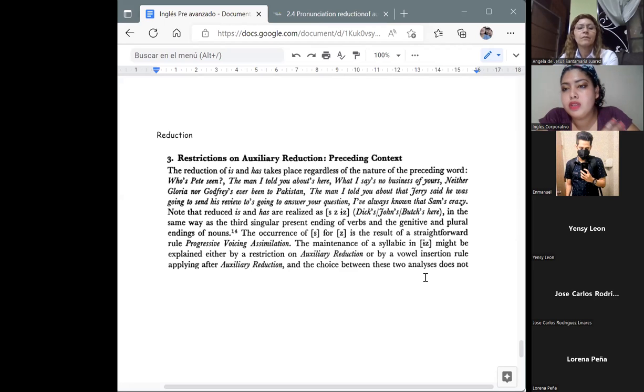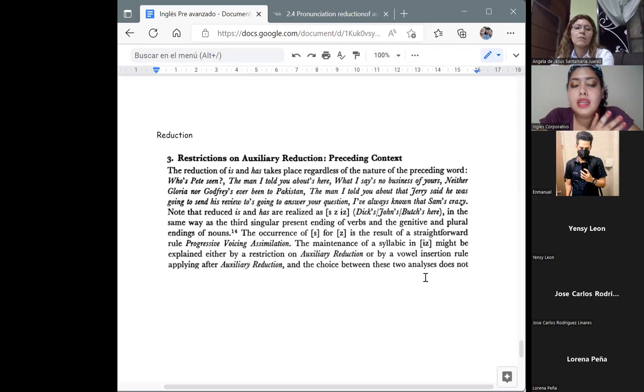And in this case, we have some examples in which you can see that they have an S, but in that case, it's talking about the is, and they are just pronouncing the S. They are not pronouncing it like "Sam is crazy." In this case, they are saying "Sam's crazy." Sounds crazy, but they are not talking about possession. They are talking about the verb to be, but they are reducing that sound.